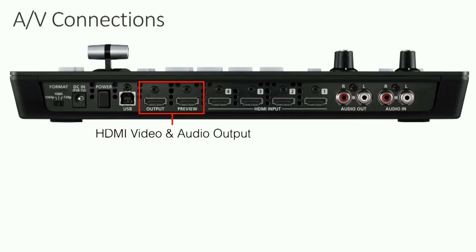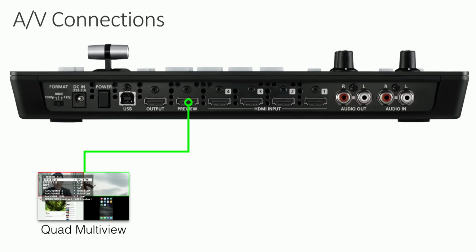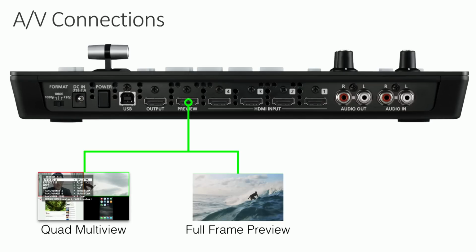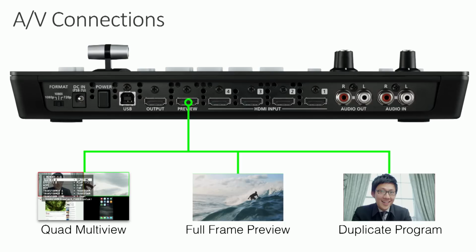Now let's talk about the AV connections on the output. So we have our main output, and then we also have a preview output. And this is the special output on the V1HD because not only can you use it as your quad view, but you can also use it as your full frame preview, or it's a duplication of your program out. Perfect for doing streaming or recording of your events. So now you have 2 master outputs if you like.